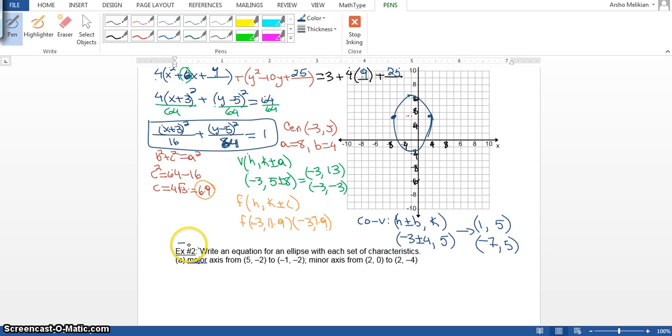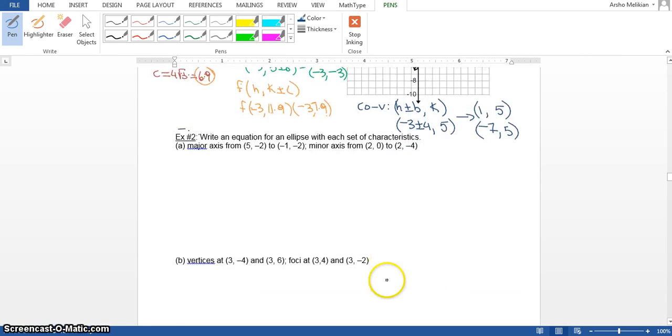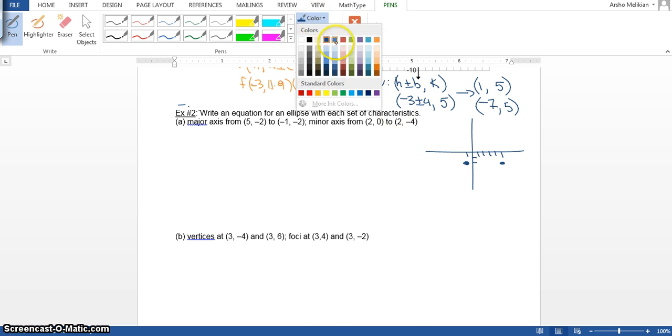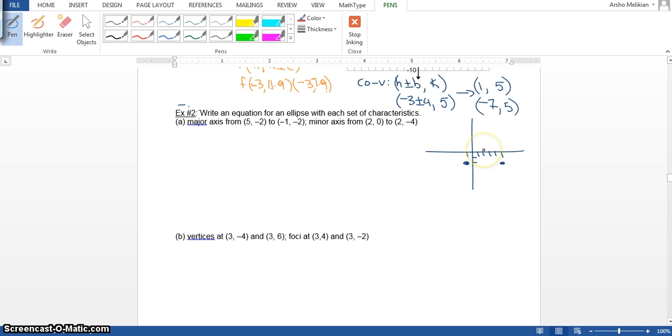In this example, we have to write the equation. The major axis, it says, is from (5, -2) to (-1, -2). I'm just going to sketch for my benefit. So this is the major axis. The minor axis is from (2, 0) to (2, -4).